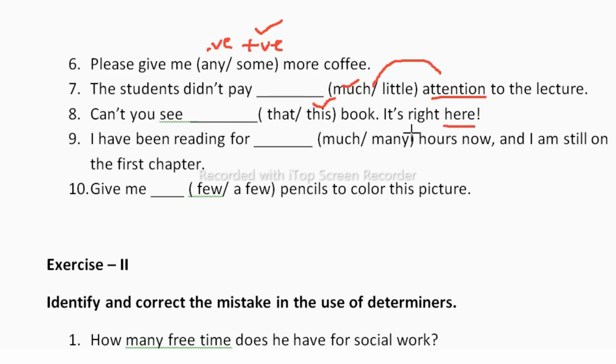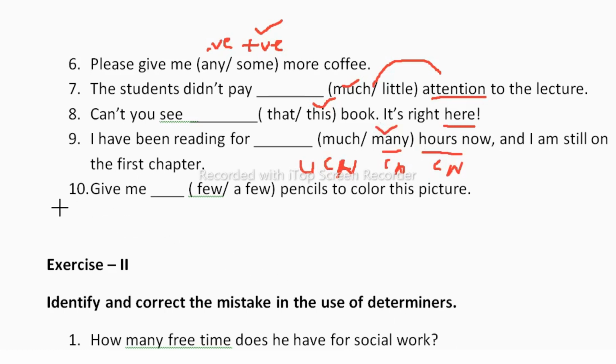Now let's see the ninth one. I have been reading for dash hours now and I'm still on the first chapter. So hours can be counted, which is a countable noun. So we use with hours, much or many? Many we use with countable nouns and much we use with uncountable nouns. So which one is correct here? Many hours. We have to take many hours here.